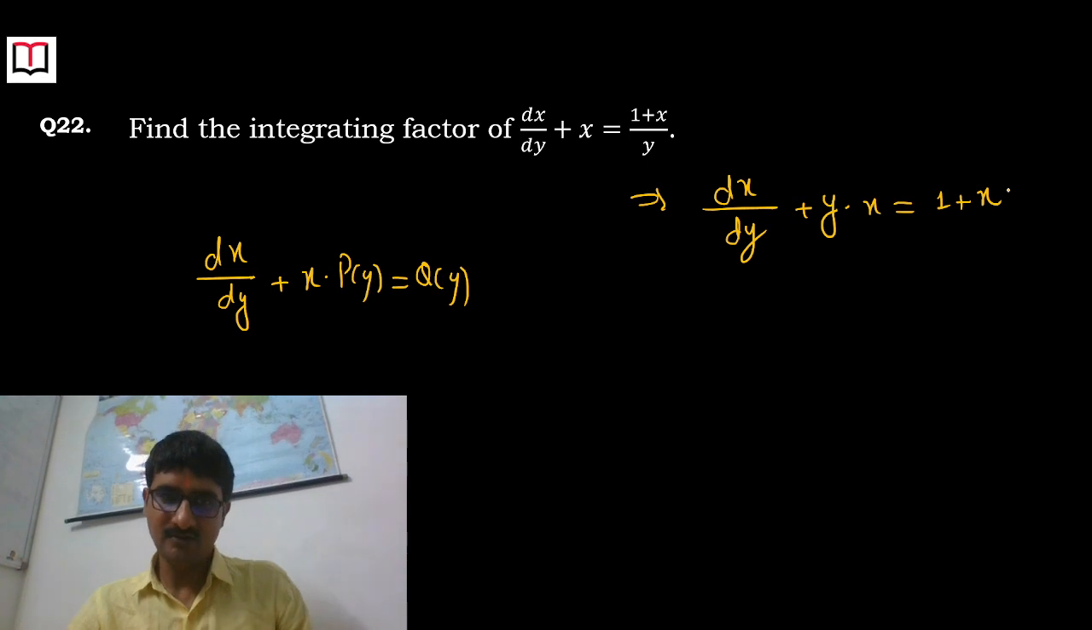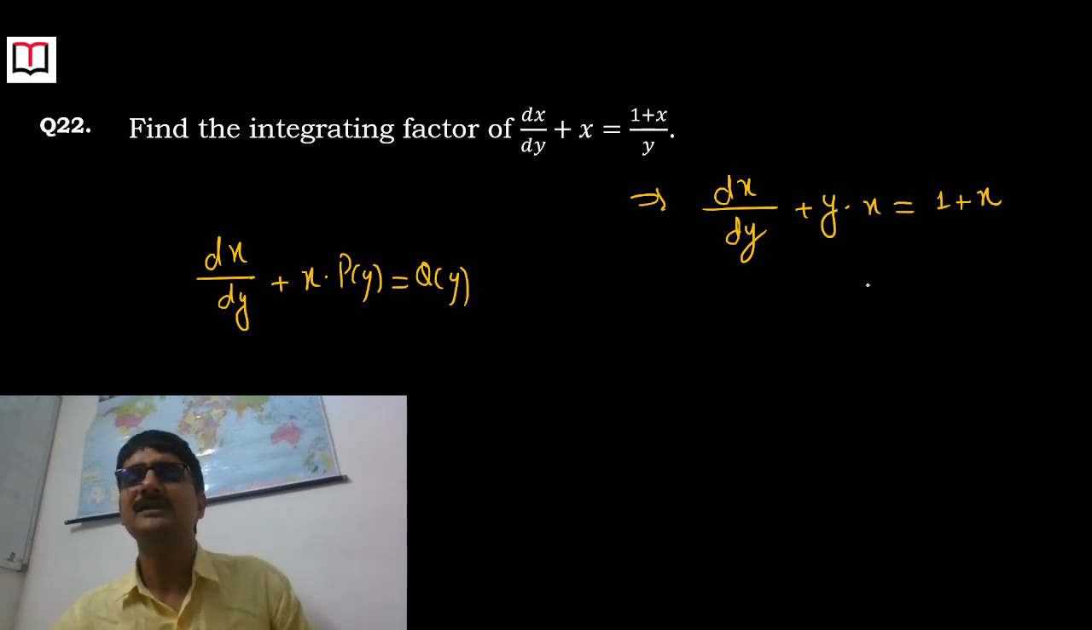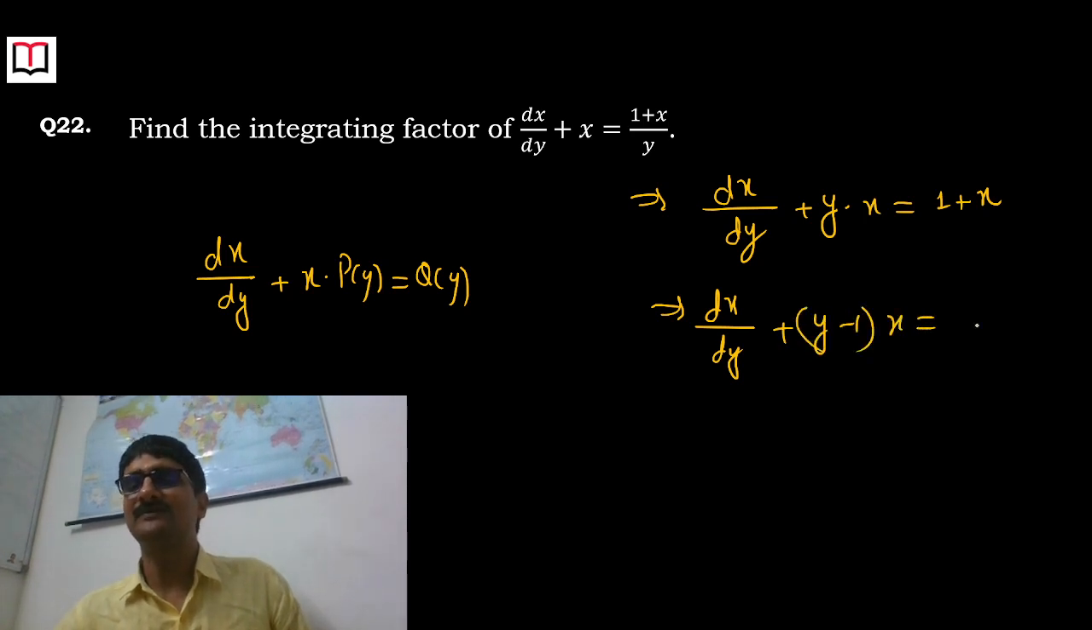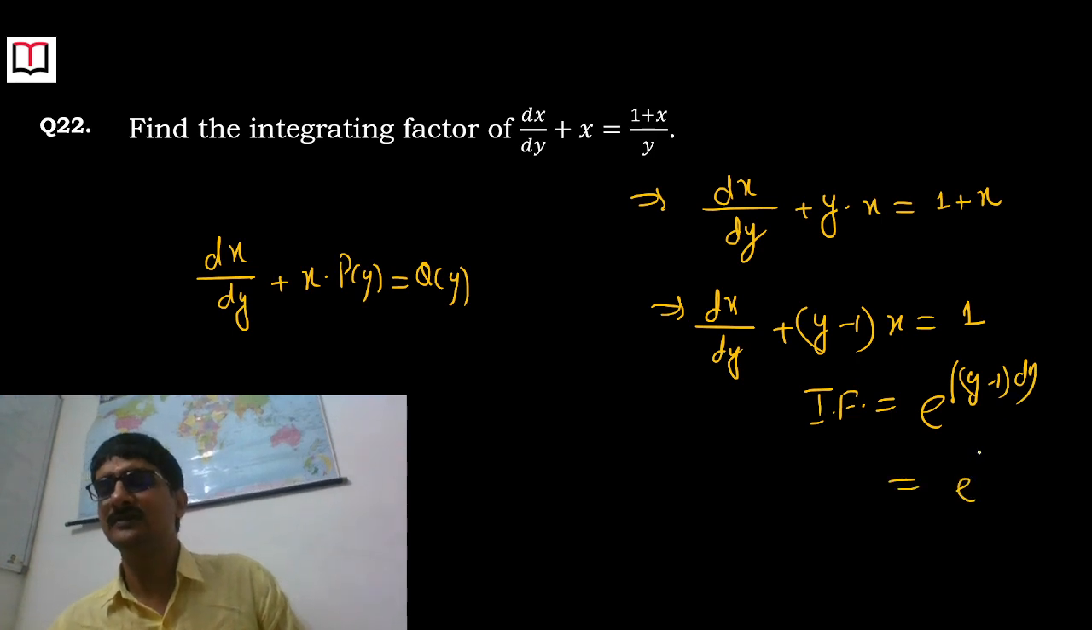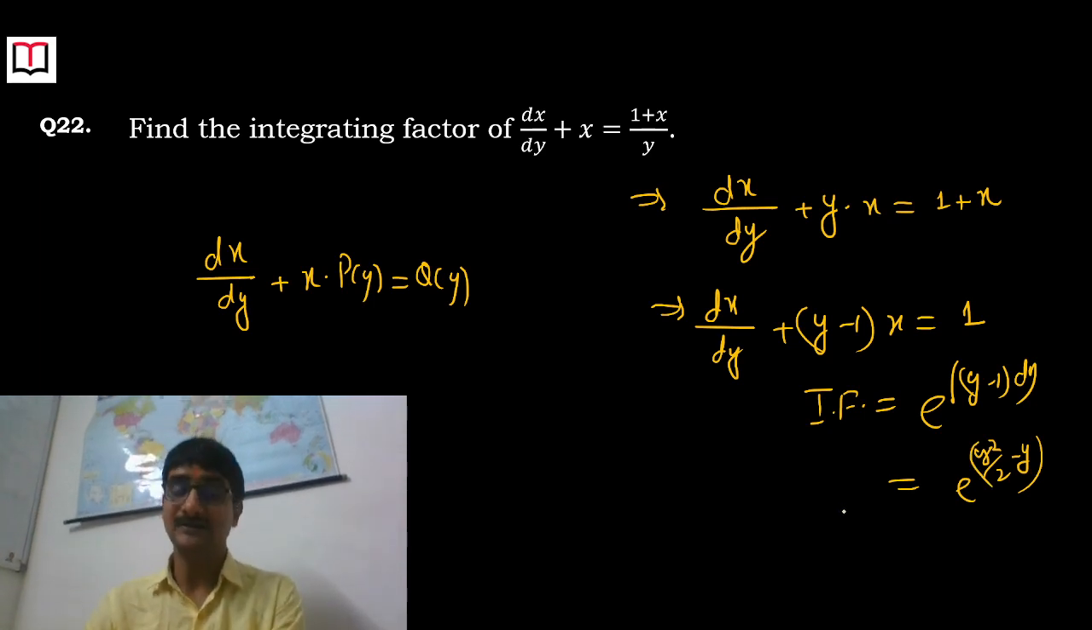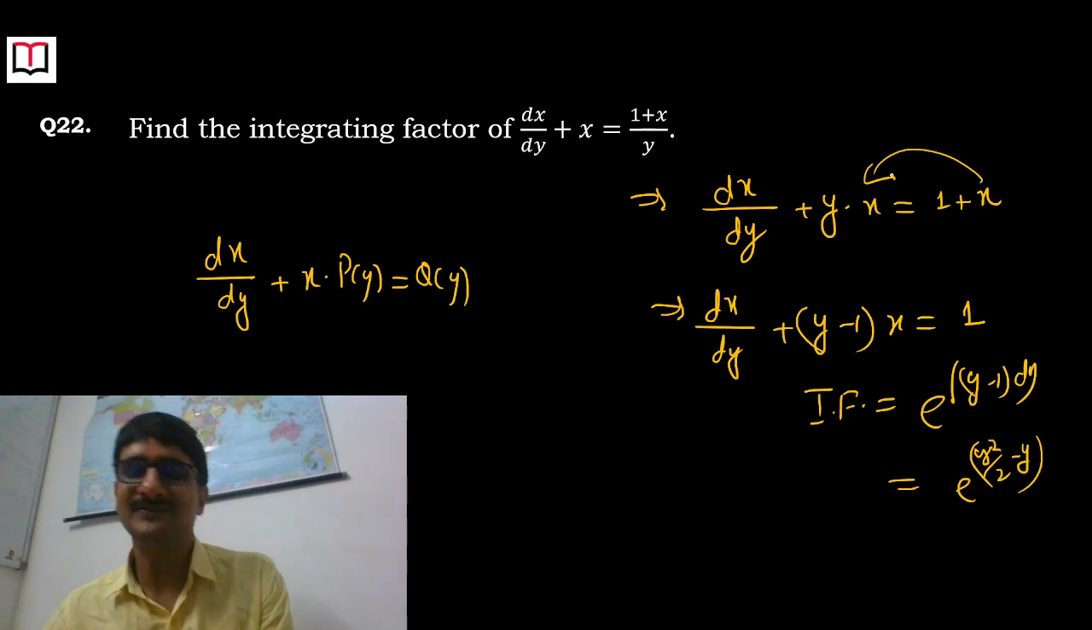Dx by dy. It's 1 plus x, so that's not a d in that case. I'm really sorry. Just bring x this side, not a problem. So y minus 1 times x is equal to 1, right? So the integrating factor we know is e raised to the power integral of y minus 1 dy. And so it's e raised to power y square by 2 minus y, and that's it. Okay, I just missed that we can bring it this side.